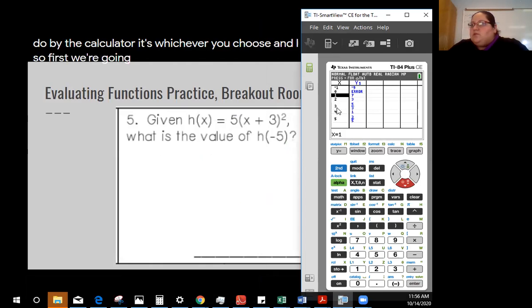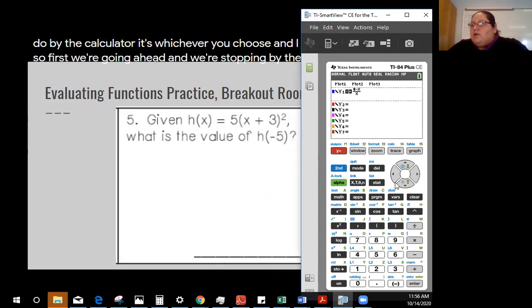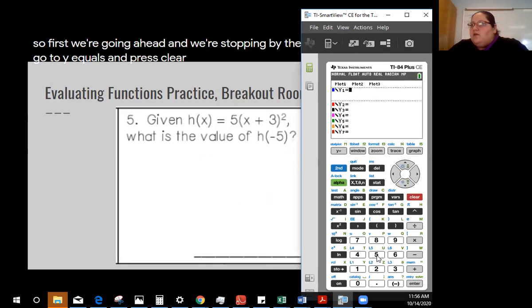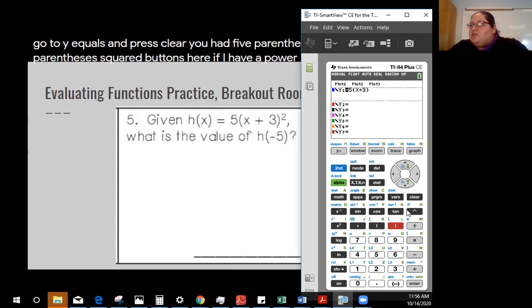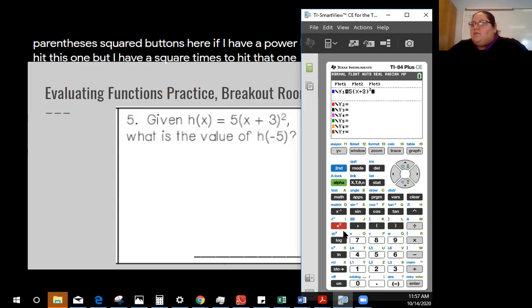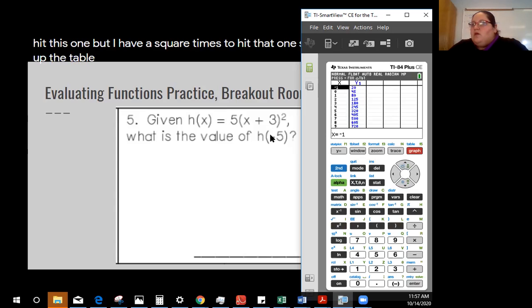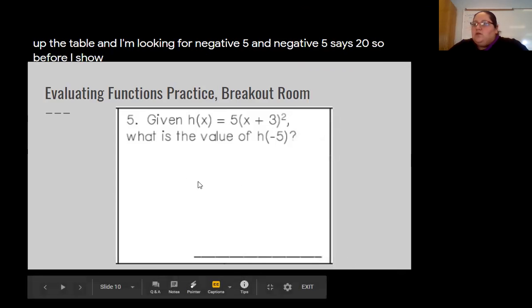So first, when we're solving it by the calculator, we're going to go to y equals and press clear. You hit 5 parentheses x plus 3 close parentheses. The squared button's here. If I have a power higher than 2, I'd hit this one, but I have a square, so I'm just going to hit that one. Second graph, so pull up the table, and we're looking for -5. And -5 says 20.